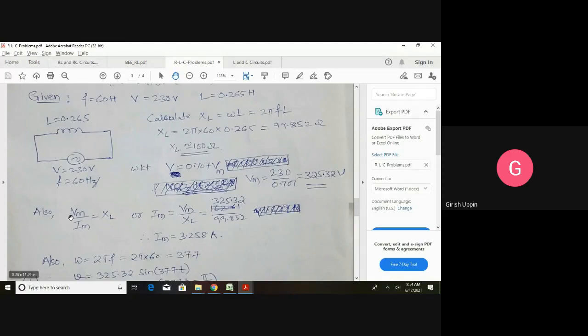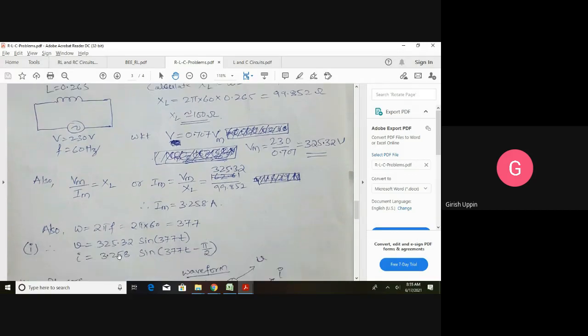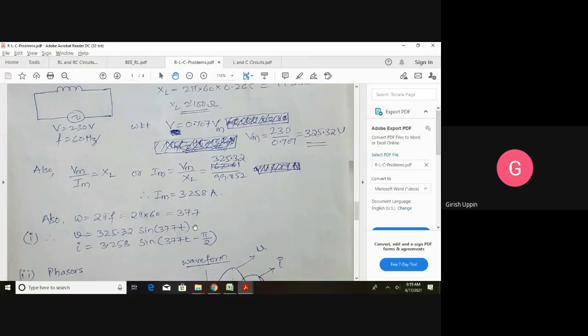Then we know the relation Vm by Im is always the opposition. Vm by Im is equal to capital V by capital I is equal to XL. Remember that formula. Therefore, Im is equal to Vm by XL. Vm is 325.32 divided by 99.85, that is the XL. You get Im as 3.258 amperes. One more thing we have to find is omega. Omega is equal to 2 pi f, 2 pi into 60, we get 377 radians per second.